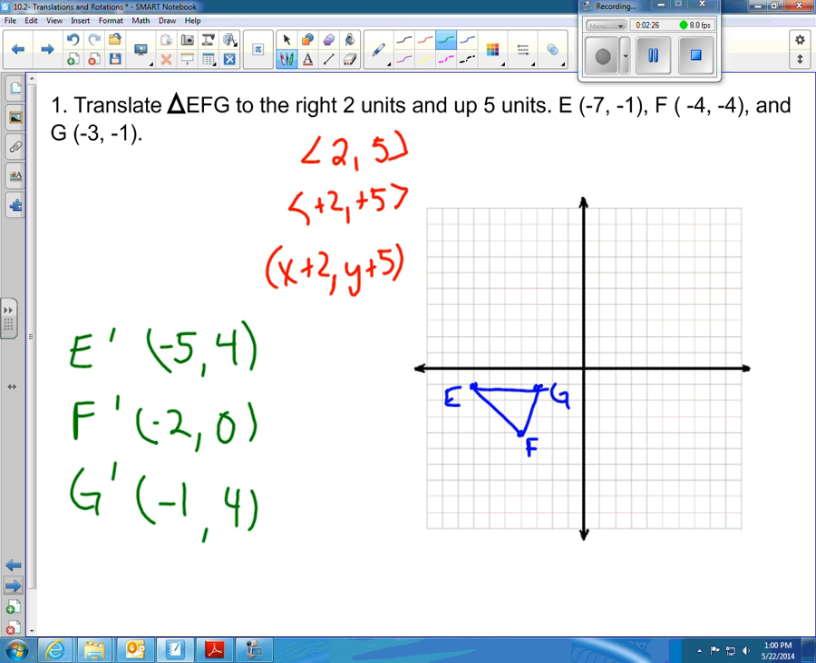So let's go ahead and graph those. Remember, in your different color, and we have to label them. So -5, 4, that's our E prime. -2, 0 is our F prime. And -1, 4 is our G prime. And we've just completed our first translation.